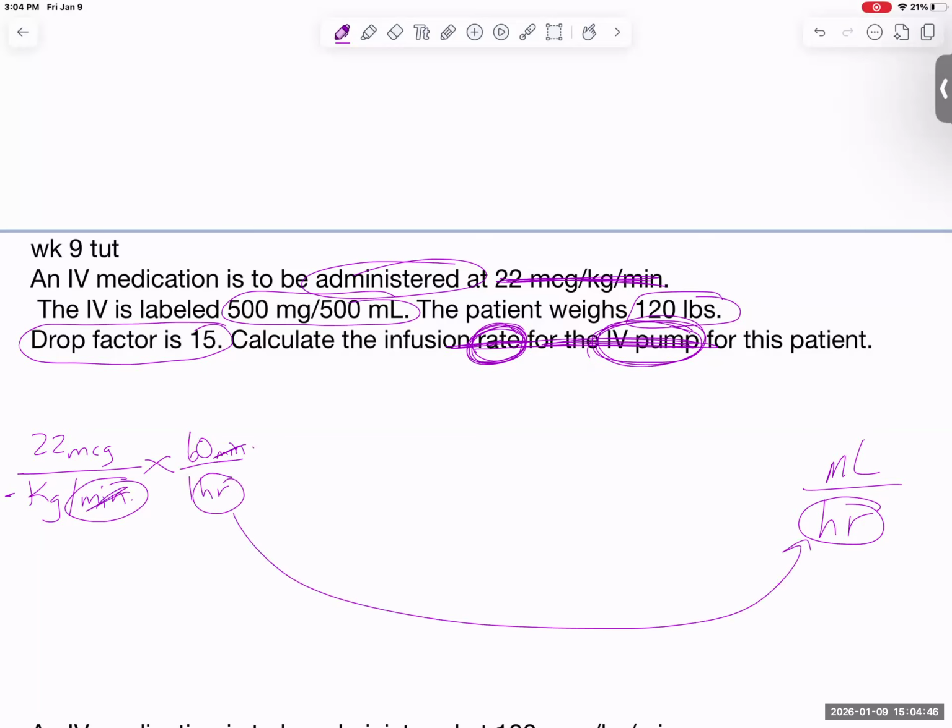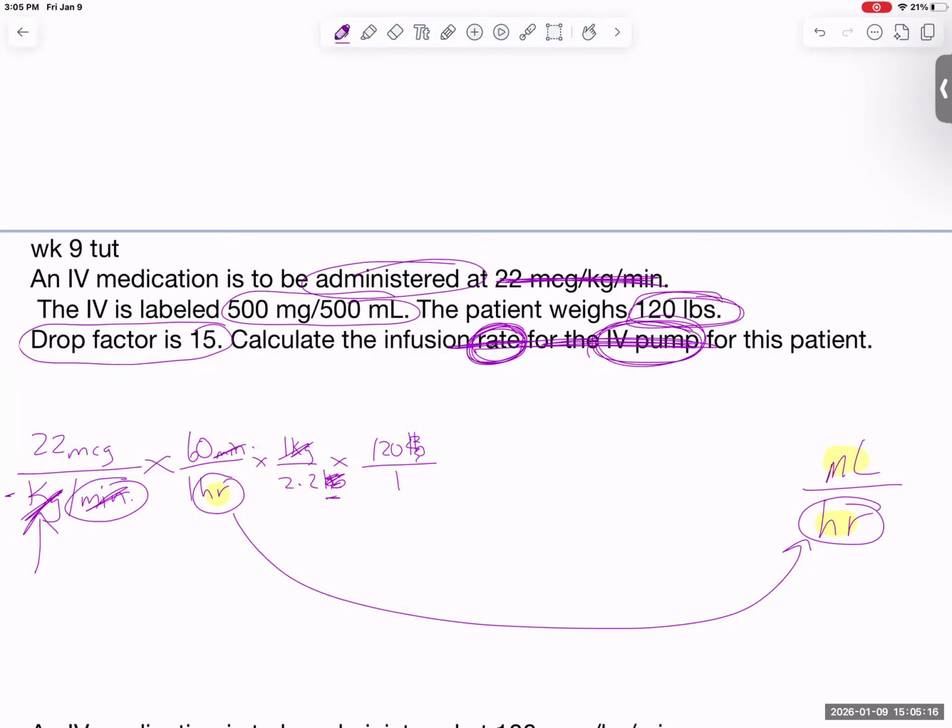Now I have to get rid of kilogram, and my patient's weight is in pounds. So 1 kilogram is 2.2 pounds, which gets rid of my kilogram. Now I have to get rid of the pounds. The patient weighs 120 pounds. I put that over 1. I don't need any spaces. Cool. So now I have hour in the denominator, but I need milliliter in the numerator.